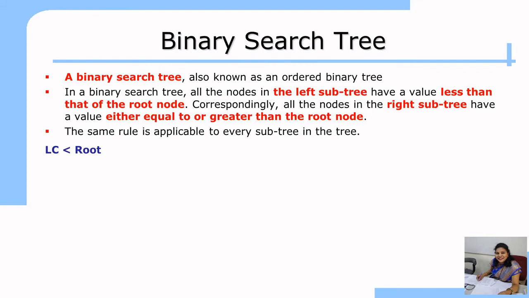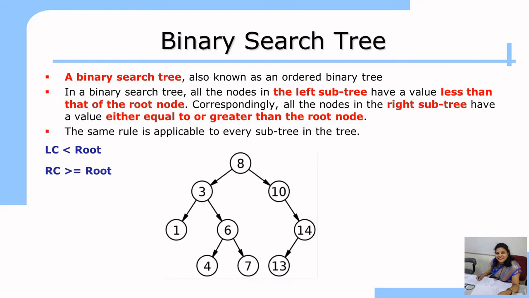In a binary search tree, the left child always has a value less than the root value, and the right child has a value greater than or equal to the root value. So this is the binary search tree. You can see that every left child has a value less than the root value. So 8 is a root or parent. 8 is a root.